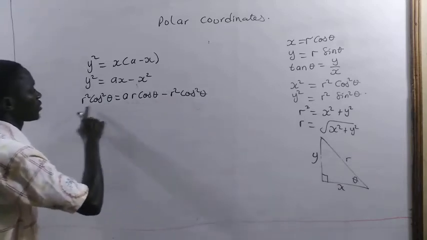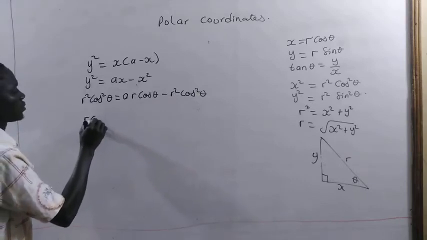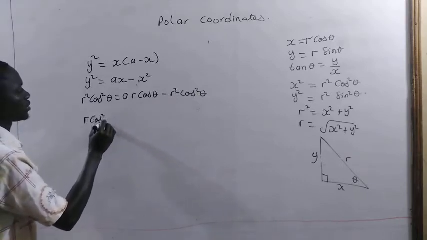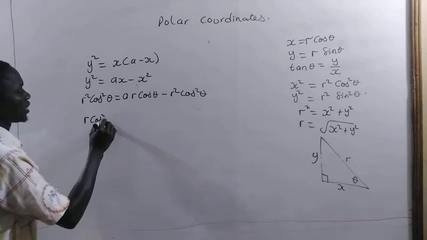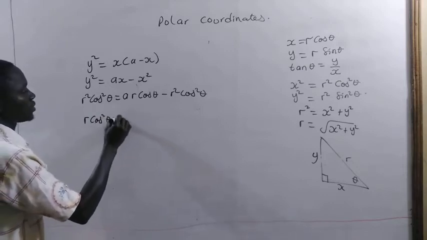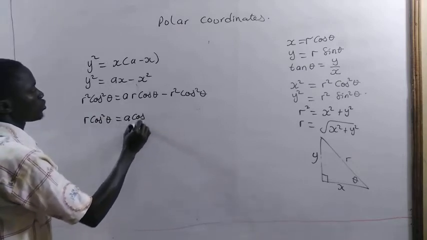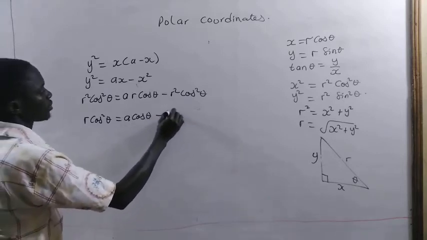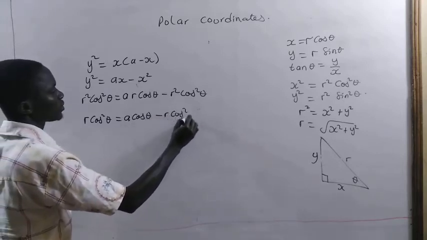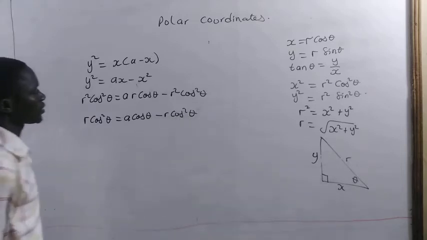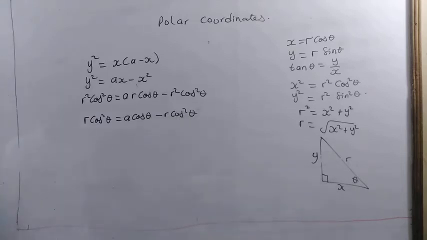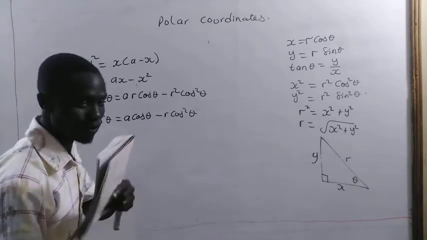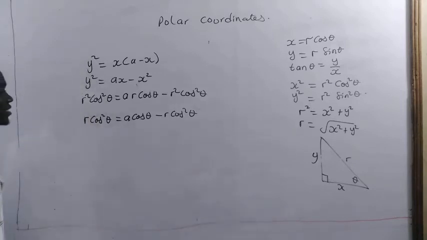We have r sine squared of theta equal to a cosine of theta minus r cosine squared of theta. Wow. Oh no. Wow. This is sine squared.